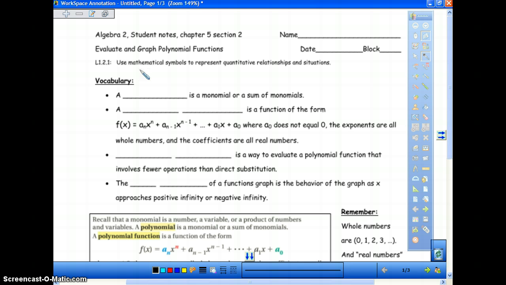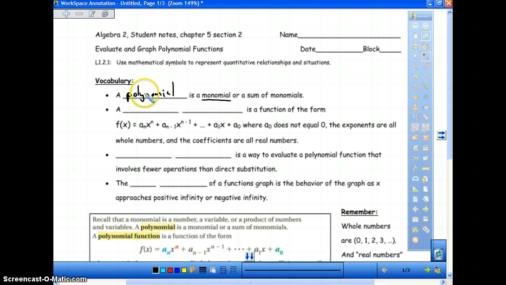Talking about the vocabulary, we already said we're going to be dealing with polynomial functions. So our first vocabulary is simply a polynomial, which is a monomial or a sum of monomials. If you recall from Algebra 1, a monomial is defined as a single term. Usually it involves an x. It doesn't have to, but almost always it does unless it's a constant.